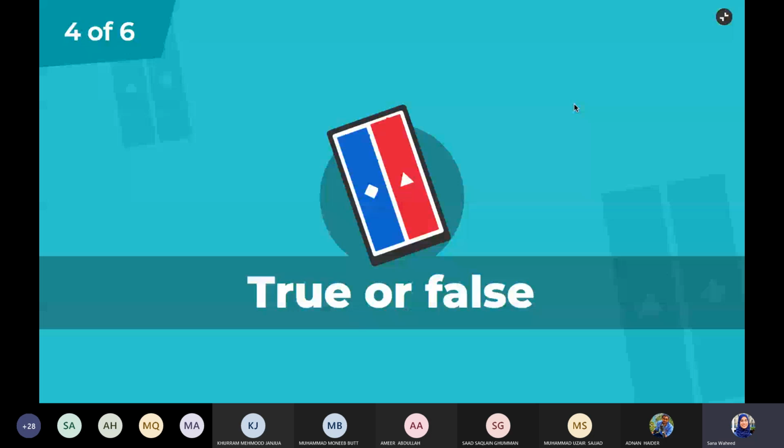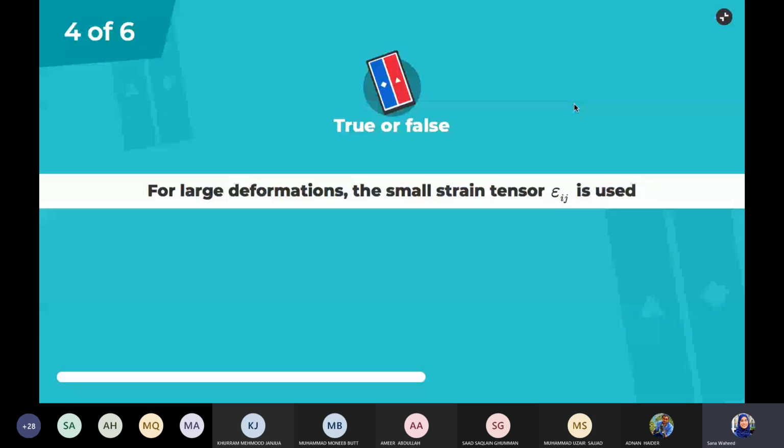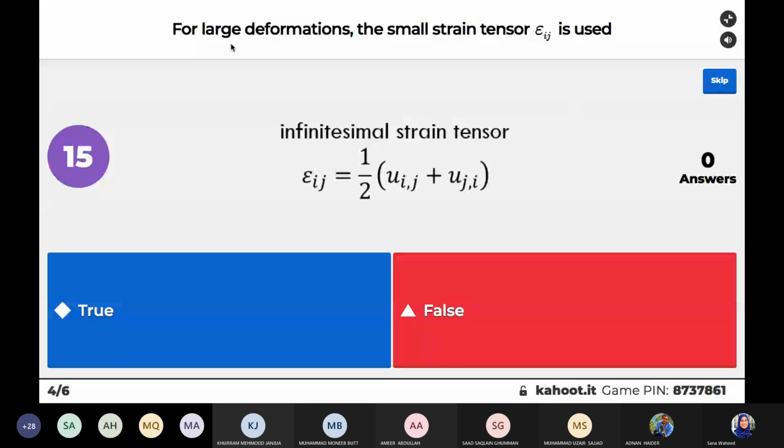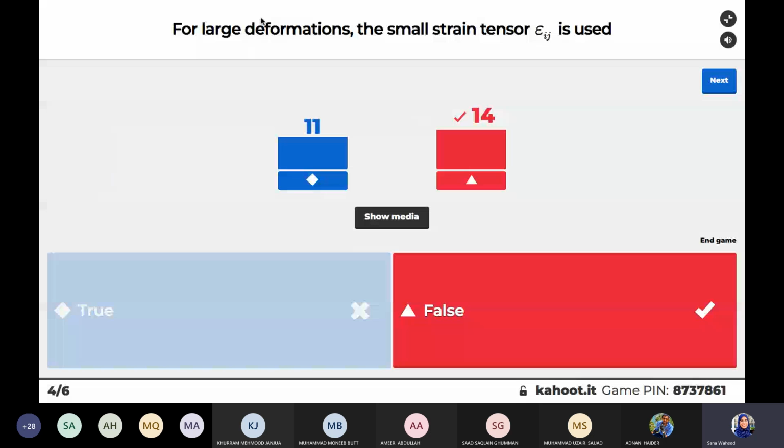No, man, you're okay. For large deformation, the small strain tensor is used. Is this true or false? This was too easy, wasn't it? So large deformations. Oh, what? I thought Apsab, okay, sorry for assuming that. Please take a look even at just the sentence.